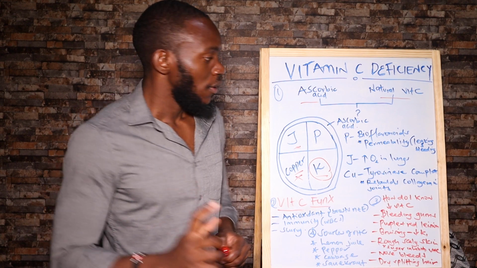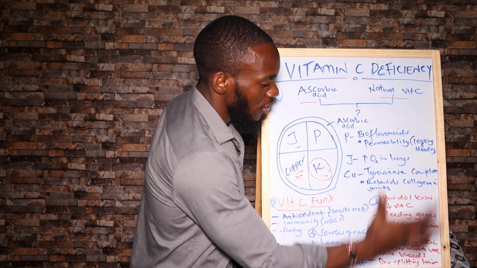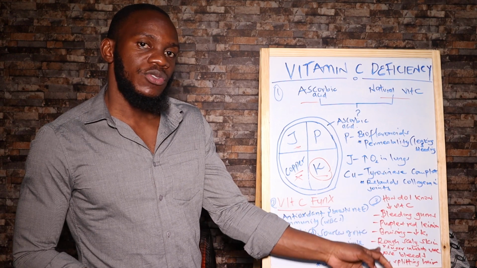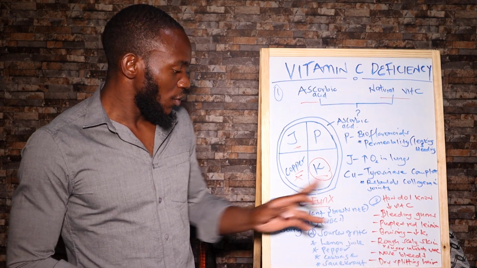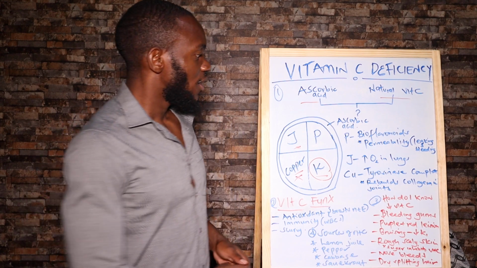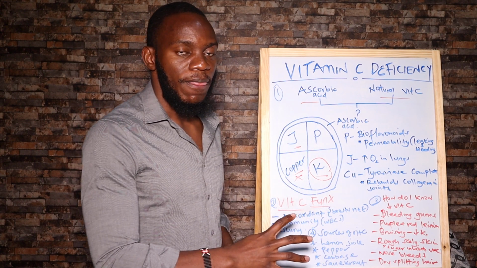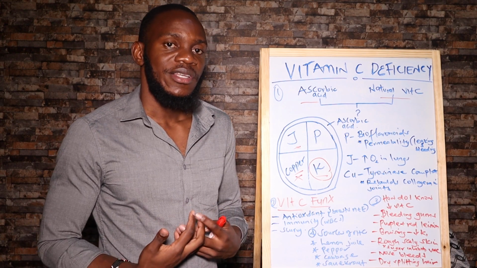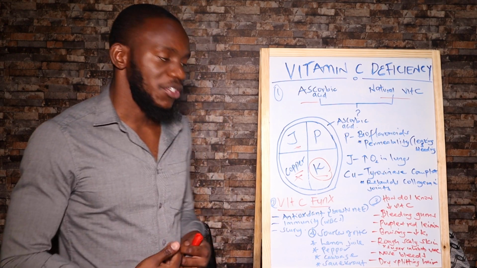And now that you've understood the structure and also had a nip of the symptoms of vitamin C deficiency, now we go straight to the functions of vitamin C. So vitamin C, remember, is involved in our immunity. Vitamin C plays a major role in conjunction with white blood cells to help you fight infections.